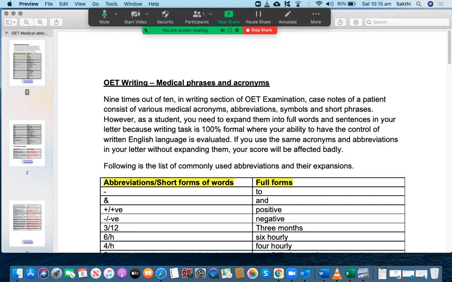If you use the same acronyms and abbreviations in your letter without expanding them, your score will be affected badly, because the use of abbreviations, medical acronyms, and short phrases in the letter makes it more informal. I have got a list of commonly used abbreviations and their expansions. Let's go through them one by one.